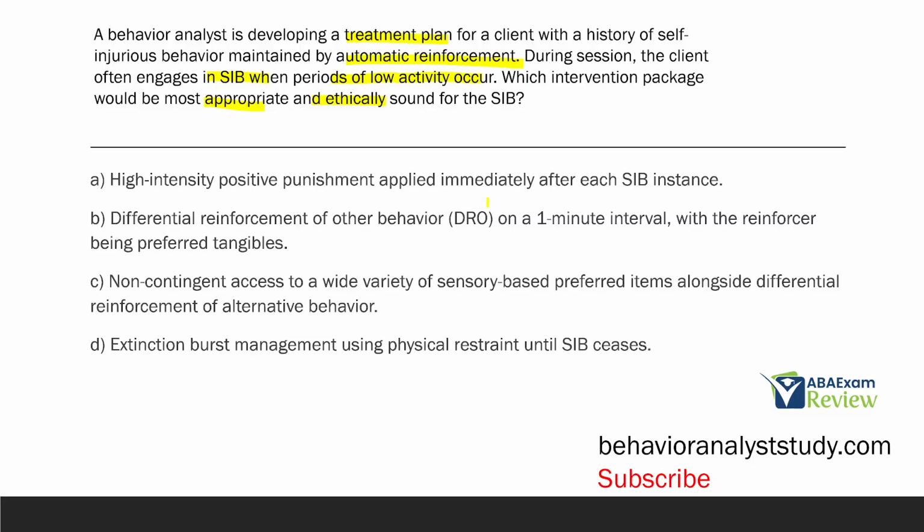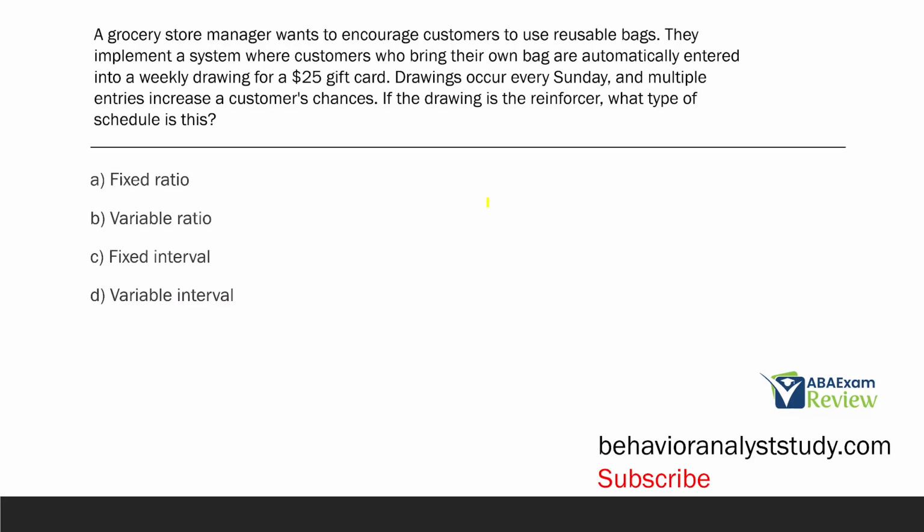And then D, extinction burst management using physical restraint until SIB ceases. Restraint is a topic that obviously would take an entire presentation to cover, but that is absolutely not your first reaction to restraint, because restraint is dangerous and typically there are laws against restraint. And so D should not be really in consideration here. Best answer is C, non-contingent access to a wide variety of sensory-based preferred items alongside differential reinforcement of alternative behavior.